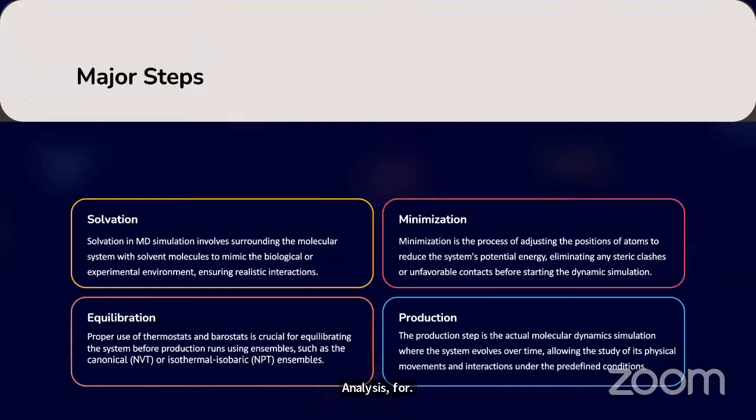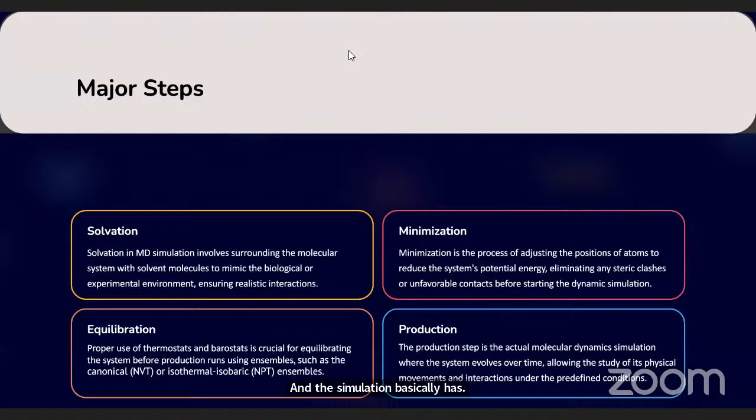Now, how do we actually perform this MD simulation? MD simulation basically has four major steps. The first one is solvation, in which first we define a particular area for our system. By system I mean the protein or protein-ligand, anything which we are giving to the tool for performing MD simulation.